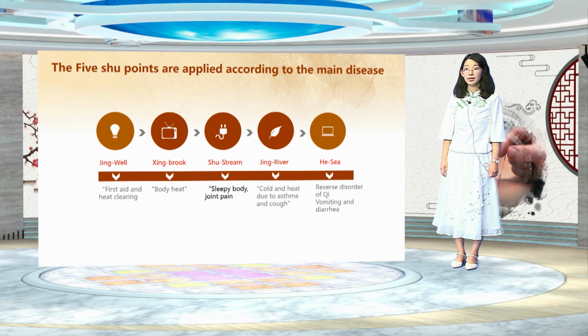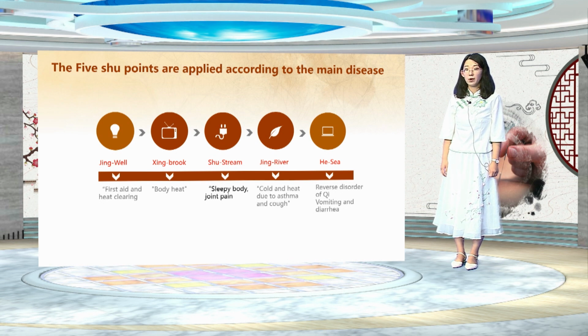Among them, the well is the source of jing qi. They are at the end of the limbs. Well points have the effect of clearing away heat and first aid. Ying points are compared to a brook in nature. They can treat systemic heat syndrome, including excess heat and deficiency heat. Shu points, just like a stream in nature, can be used to treat the body's stiffness and joint pain. Jing points are compared to rivers, and can be used to treat cough and asthma.